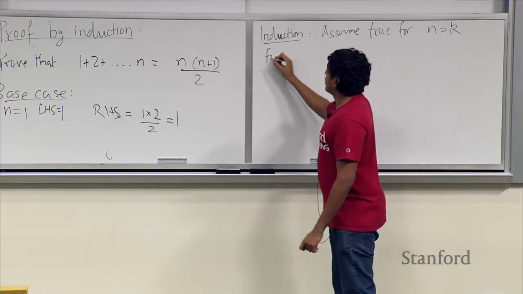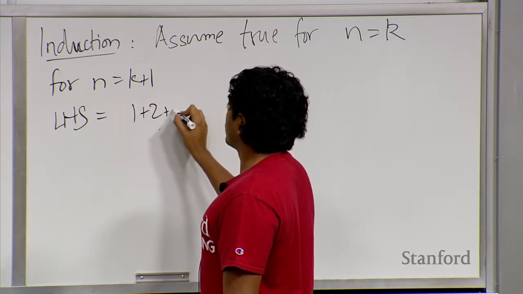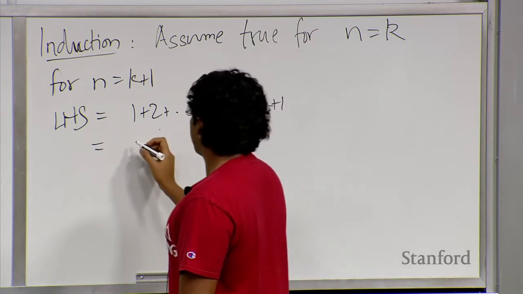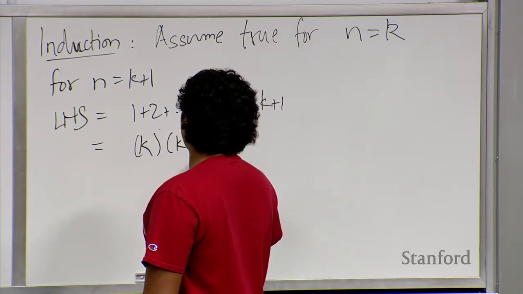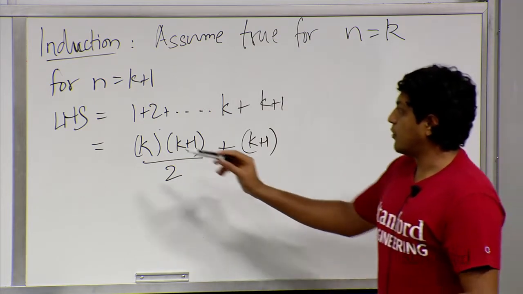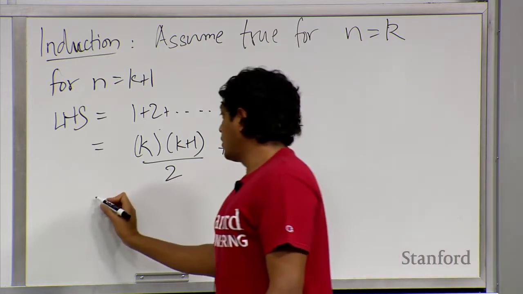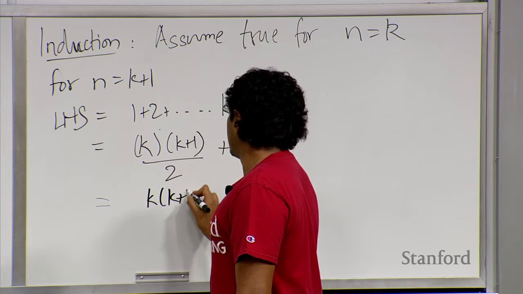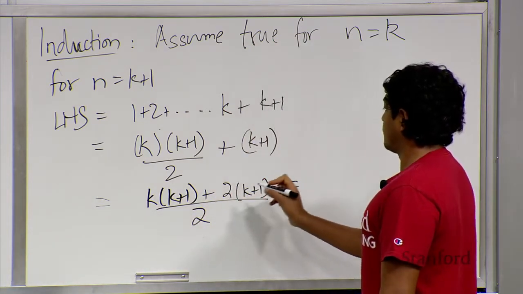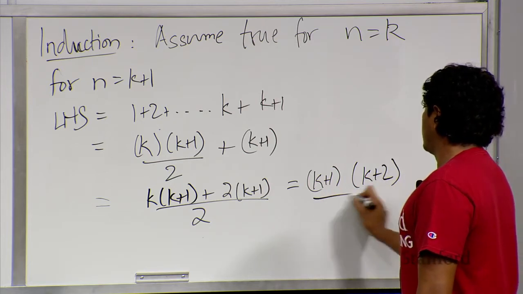For n equals k+1, our left hand side is 1 + 2 + ... + k + (k+1), which is equal to k(k+1)/2 + (k+1), because we assumed that 1 + 2 + all the way up to k was equal to k(k+1)/2, that was our assumption in the inductive step. This is equal to (k(k+1) + 2(k+1))/2, which is equal to (k+1)(k+2)/2.